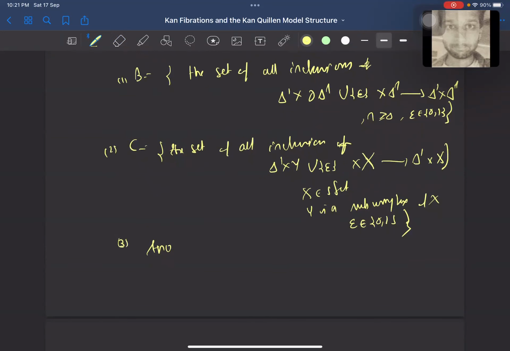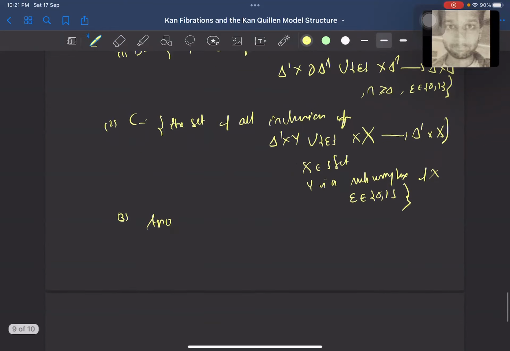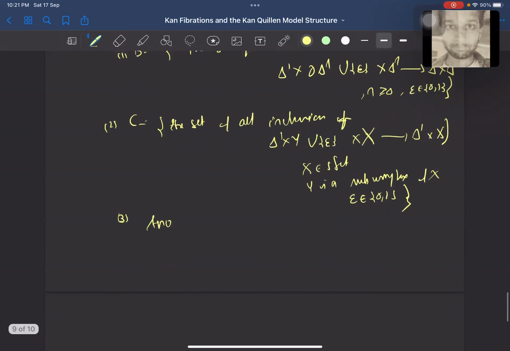So these three coincide. For the proof, it's a bit of work, so for that you can refer to Gabriel Zisman.